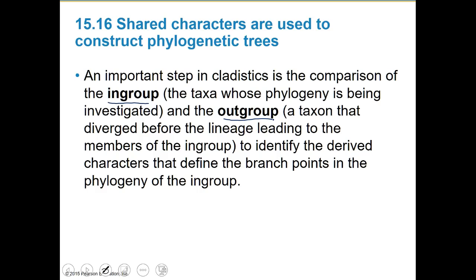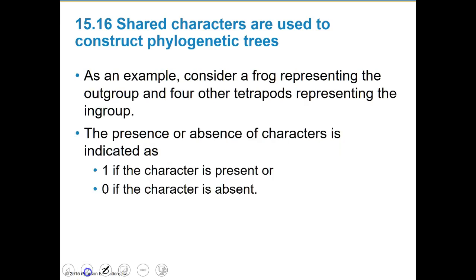So an important step in cladistics is the comparison of the in-group, the taxa whose phylogeny is being investigated. And the out-group would be who diverged from the lineage leading to the members of the in-group. That one's kind of a weird one to talk about. Again, this should make more sense. You can always write these definitions down, just a quick version of them, but it's going to make more sense when we build the phylogenetic tree.